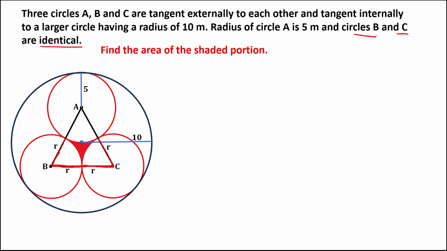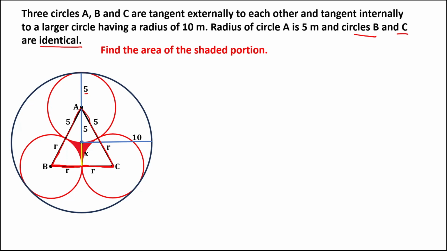And from circle A, since the radius is 5, this side is equal to 5. This side is also equal to 5. Then if we draw a line to this side, and this is also equal to 5, and if we extend this line, we have now these two identical right triangles. Then we just name this side X.